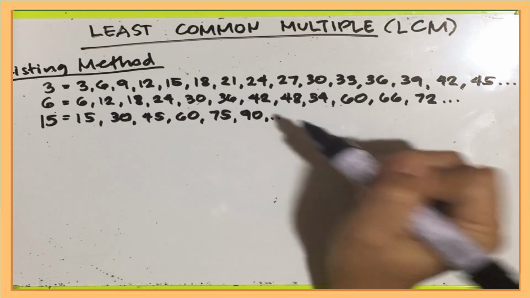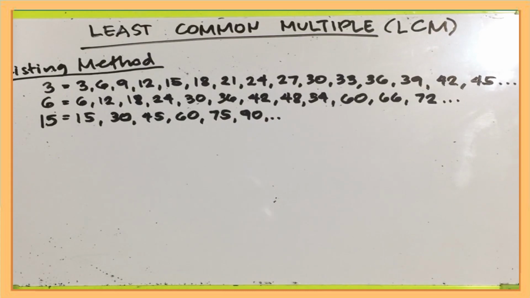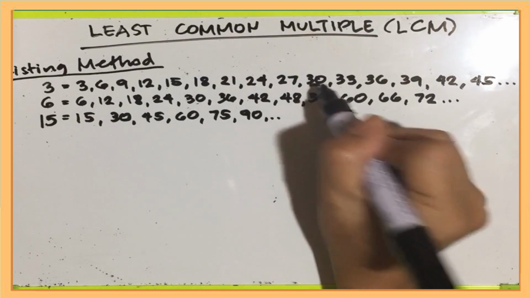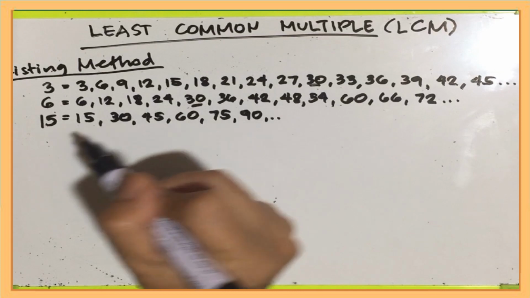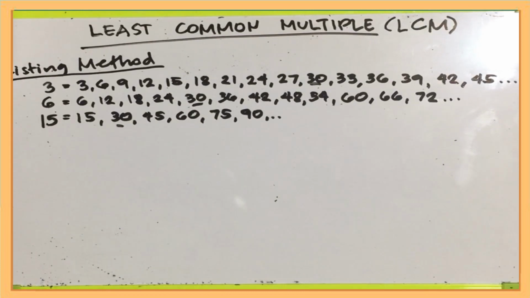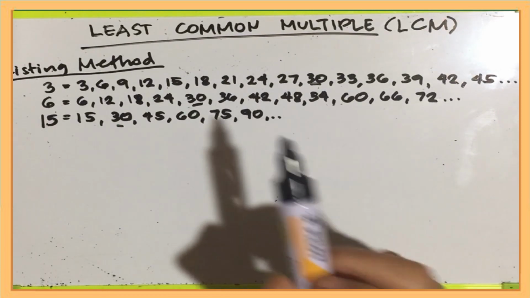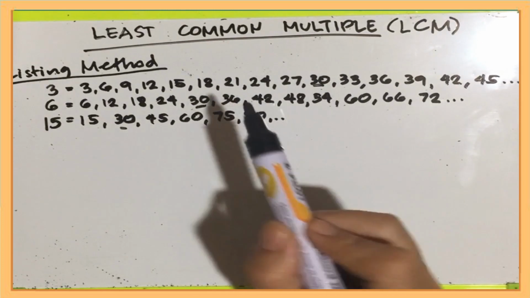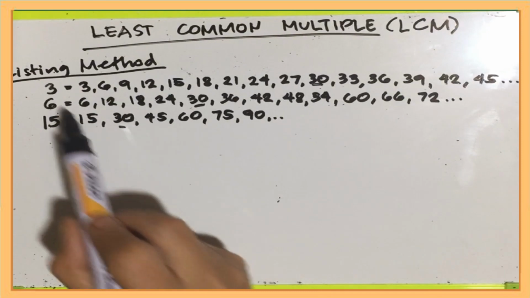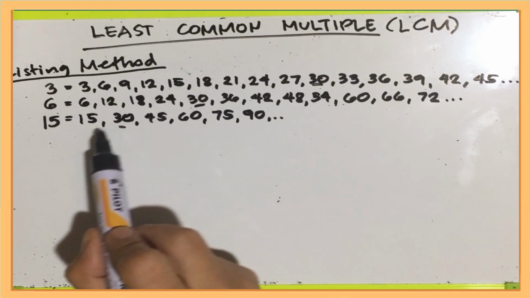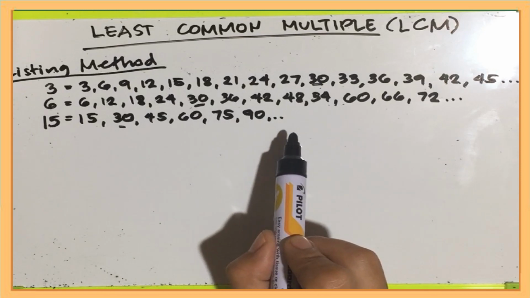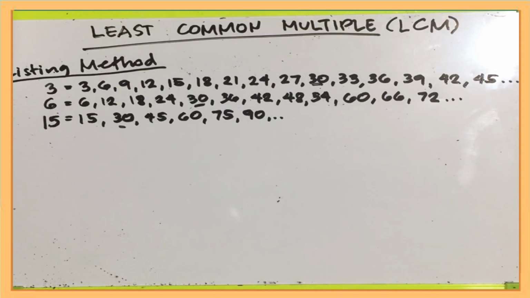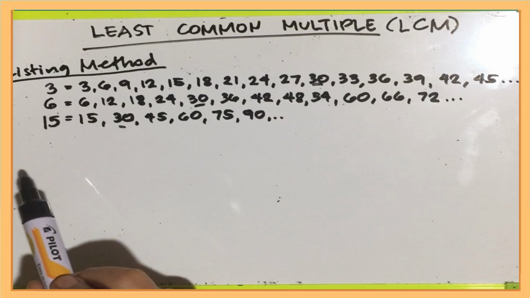Can you see a common multiple among these numbers already? So we have 30, 30, 30. We can see that 18 and 12 are common multiples of 3 and 6. However, 18 and 12 are not present here in 15. So we cannot consider it as the LCM of the 3.